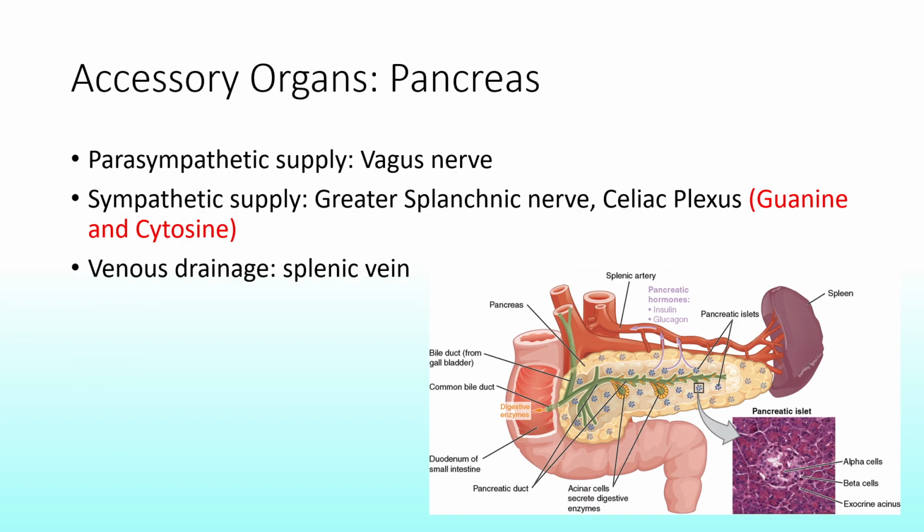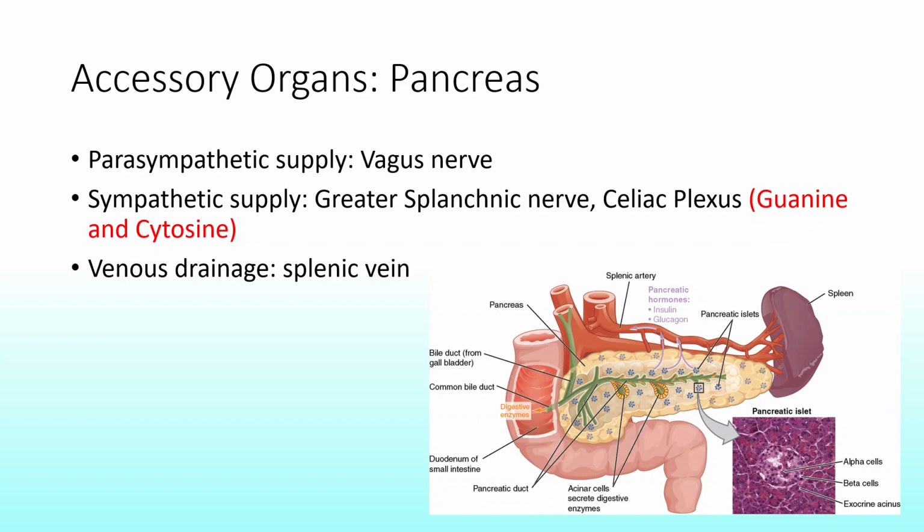Now let's talk about the venous drainage. So the venous drainage is by the superior and inferior pancreaticoduodenal veins, which will drain into the splenic and superior mesenteric vein. Note that most of the pancreatic veins will drain into the splenic vein. Okay, so parasympathetic supply is the vagus nerve. Sympathetic supply is the greater splanchnic nerve, which innervates the celiac plexus.